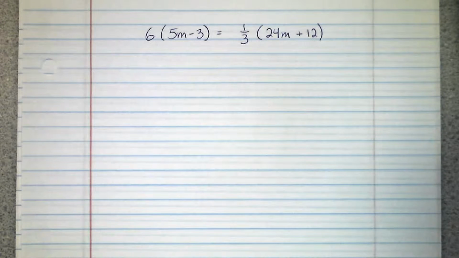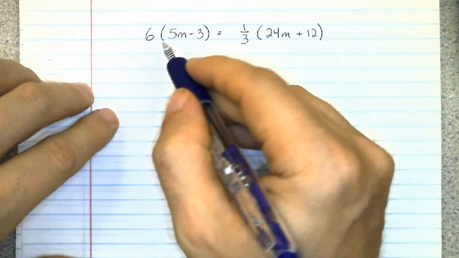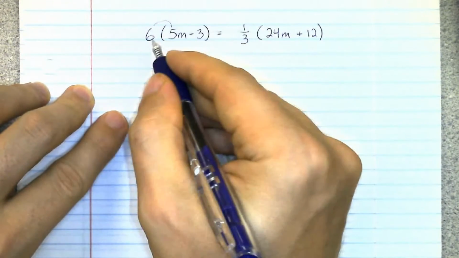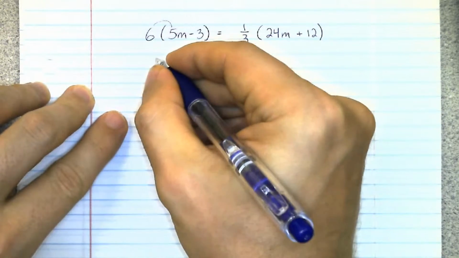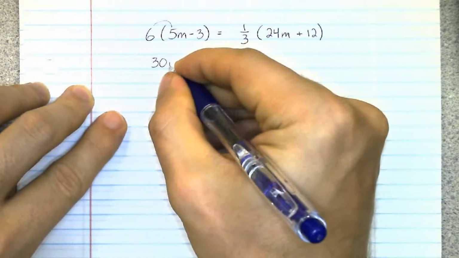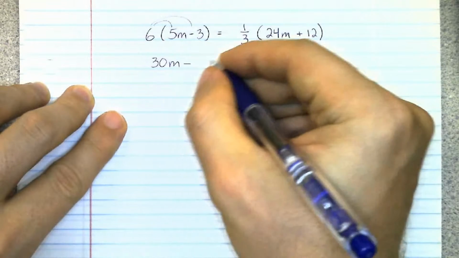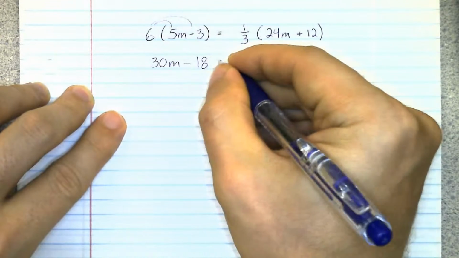Next, we're going to look at an example where we have grouping symbols. If you have grouping symbols, the first thing you need to do is get rid of them, and the way we get rid of them is by using distributive property and distributing whatever coefficient we have. So here, signs are the same. 6 times 5 is 30, so I have 30m. Here, signs are different, so I have minus 6 times 3 is 18.